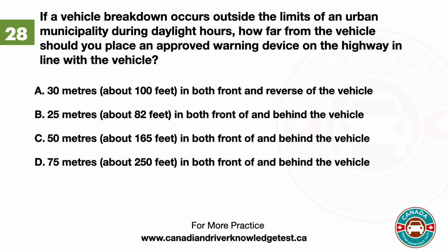Question 28. If a vehicle breakdown occurs outside the limits of an urban municipality during daylight hours, how far from the vehicle should you place an approved warning device on the highway in line with the vehicle? A. 30 meters, about 100 feet, in both front and reverse of the vehicle. B. 25 meters, about 82 feet, in both front of and behind the vehicle. C. 50 meters, about 165 feet, in both front of and behind the vehicle. D. 75 meters, about 250 feet, in both front of and behind the vehicle. The answer is A. 30 meters, about 100 feet, in both front and reverse of the vehicle.